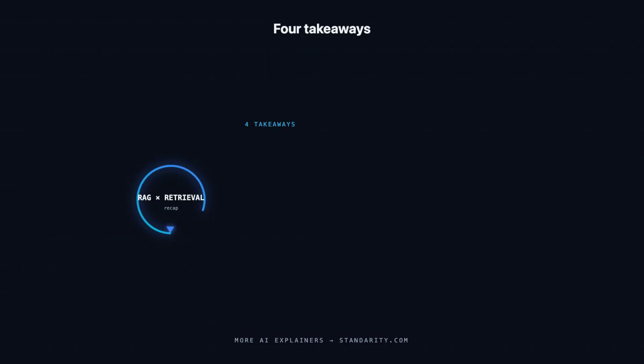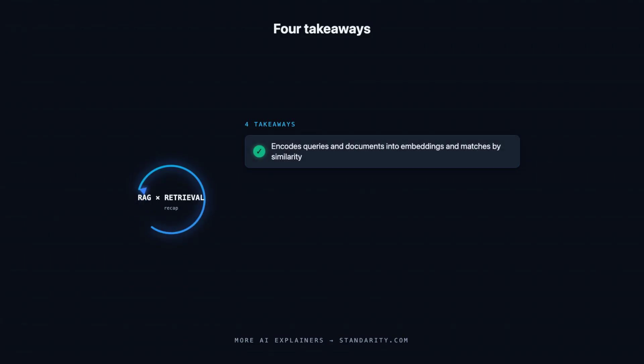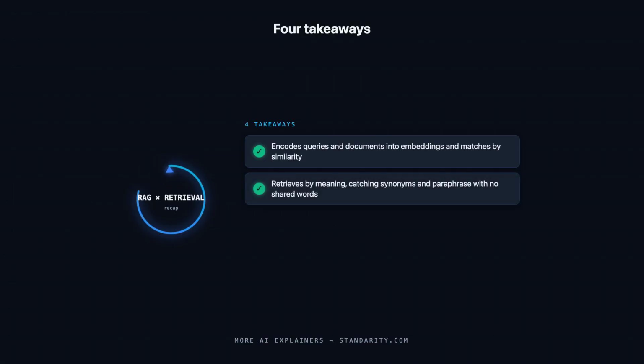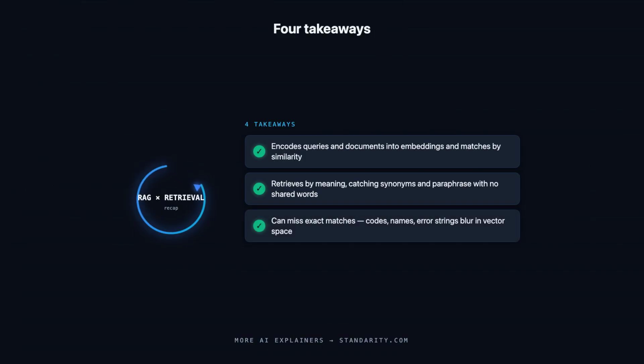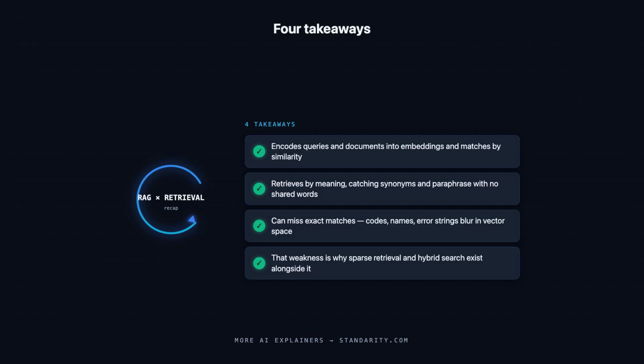Alright, let's lock in what matters. This method encodes queries and documents into dense embeddings and matches them by vector similarity, retrieving by meaning rather than words. Because it compares meaning, it retrieves relevant passages even when they share no keywords with the query, solving the vocabulary mismatch problem. Its blind spot is exact matches: product codes, rare names, error strings, which get blurred in semantic space and slip past. That weakness is why it teams up with sparse keyword retrieval in hybrid search.